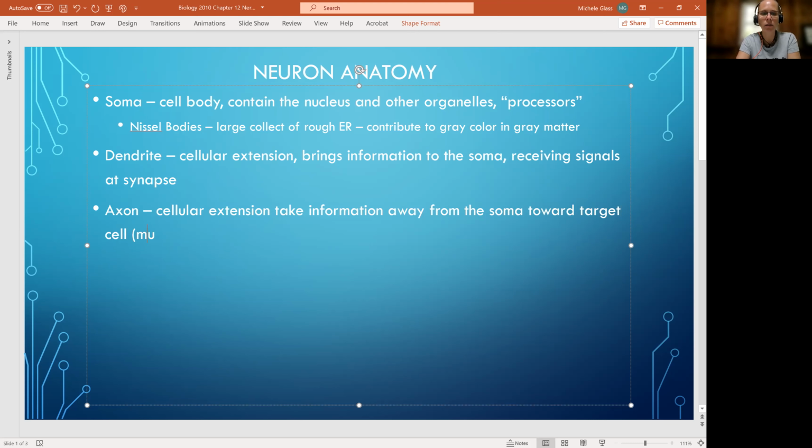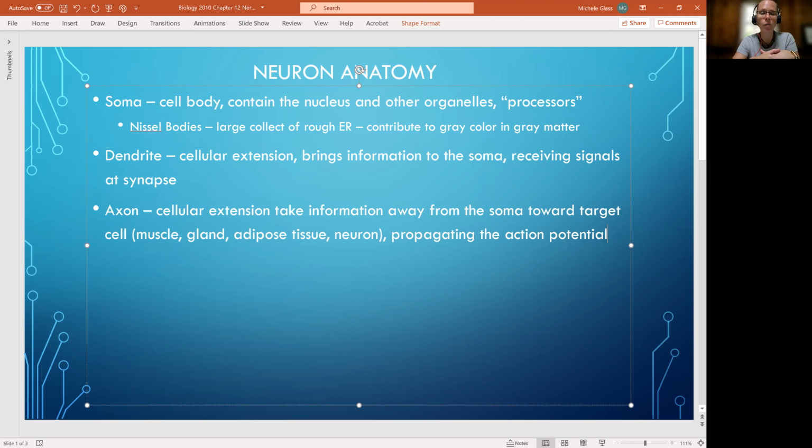So it could be a muscle cell, and the muscle cell could be cardiac, smooth, or skeletal muscle. It could be a gland. As we've already mentioned, we can be synapsing onto glands. It could be adipose tissue, and it could also be another neuron. So we'll see that our neurons are also connecting with neurons. So we're taking information away from the soma. We can also talk about the axon as propagating the action potential.